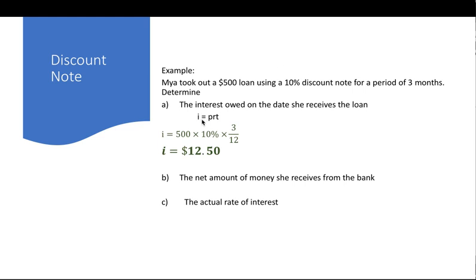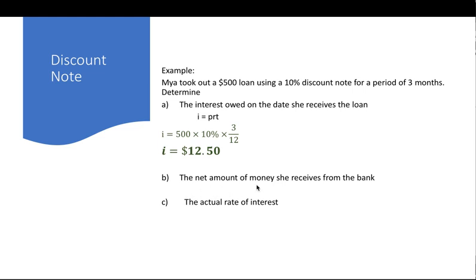So once again, using I equals PRT, the principal is 500, the rate is 10%, and the time is 3 months. So that's 3 divided by 12. Don't forget to change that to a decimal. So that answer comes out to $12.50.